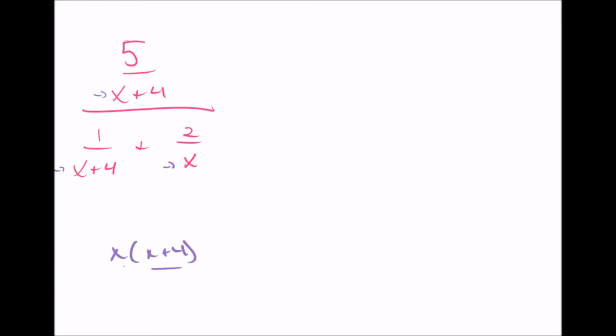Because some of them have x plus 4, some of them have x, but some of them need the x, some of them need the x plus 4. So what we're going to do is multiply the top and the bottom by x times x plus 4. Because some of them need an x on the bottom, like these x plus 4s don't have it. Some of them need an x plus 4. This one just has an x. So we're going to multiply each term by x times x plus 4, the top and the bottom.